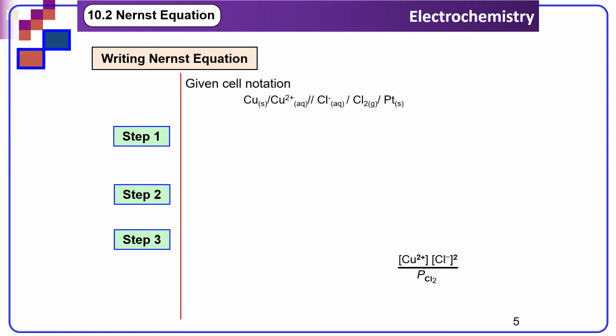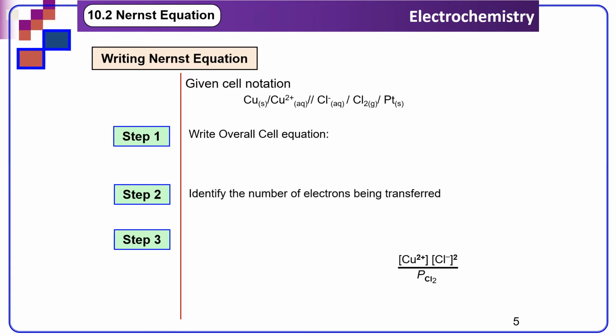How to write the Nernst equation? Okay, given cell notation, copper, copper 2 plus, Cl minus, Cl2 and Pt solid. So the first step is we write the overall cell equation. So if we want to write the overall cell equation, so first kita kena buat dulu dia punya half cell equation at anode dan juga at cathode. Okay, anode dan juga cathode. So at anode, copper akan jadi copper 2 plus 2 elektron. Okay, at cathode, Cl2 plus 2 elektron akan jadi 2Cl minus.